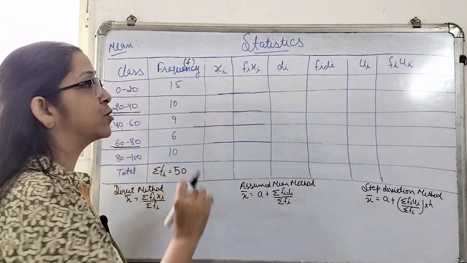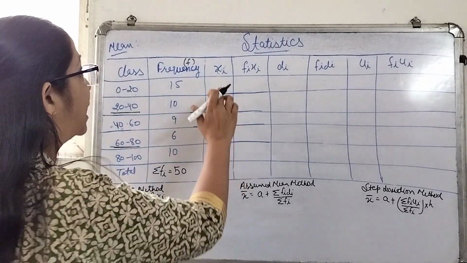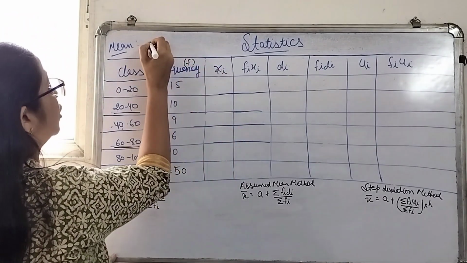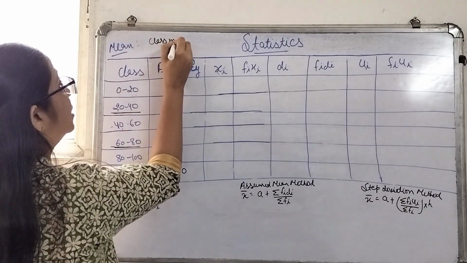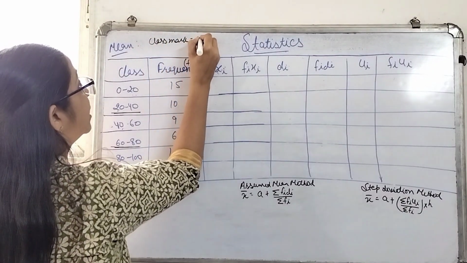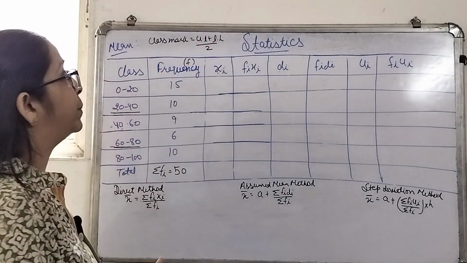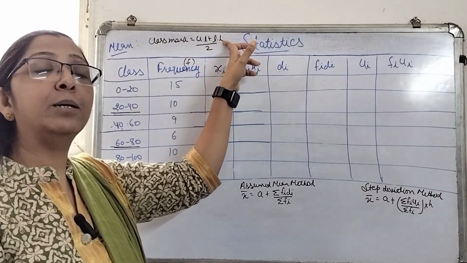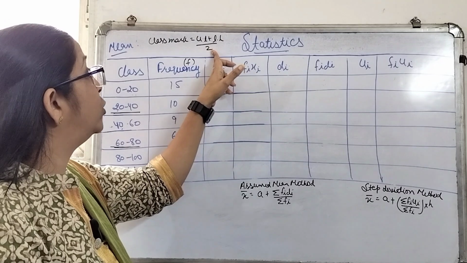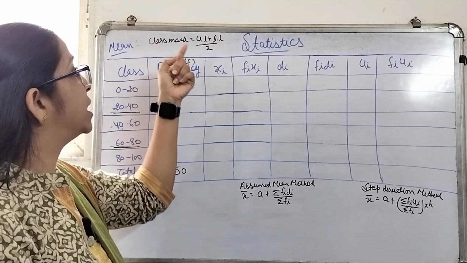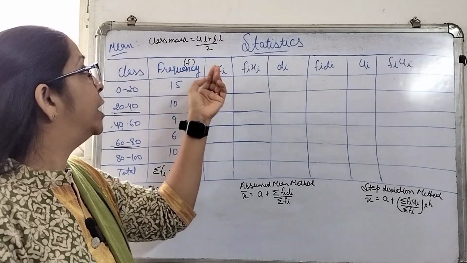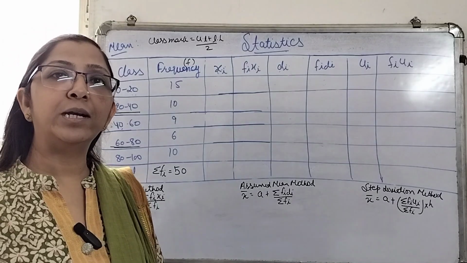So this point we are assuming to be your midpoint, and this is known as your xi, that is your class mark. Class mark is your upper limit plus lower limit divided by 2. Upper limit of the class interval plus lower limit of the class interval divided by 2 will give us the value of class mark, that is your xi.